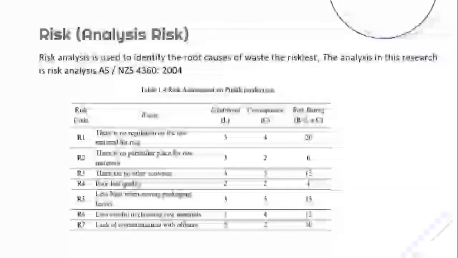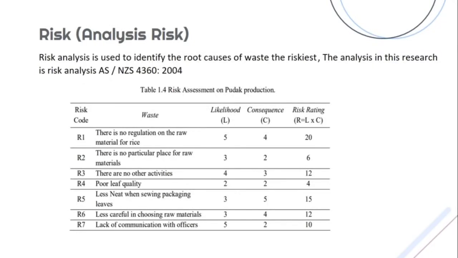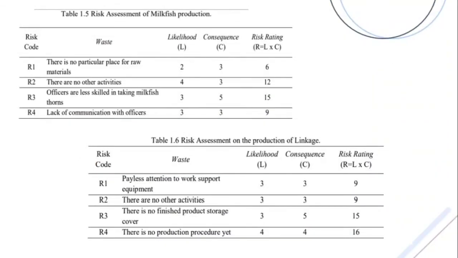Risk analysis. Risk analysis is used to identify the root cause of the waste risk. The analysis in this research is risk analysis according to the Australian/New Zealand standard, 2004. We can see in the milkfish table that the risk of the impact of waste is in the R3 code. Officers are less skilled in taking milkfish spines, with 15 points. In this research, two root causes with the highest scores will be taken to become the main priority for the improvement proposal by the previously known problem.